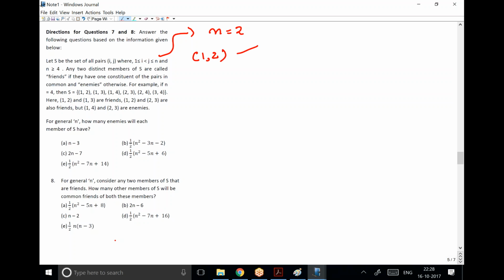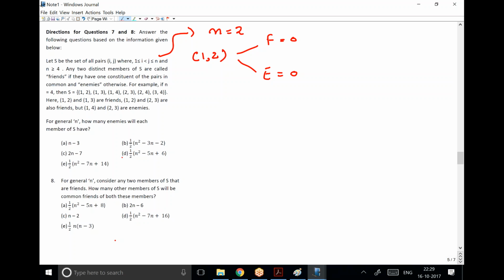How many friends are here? We know it is equal to 0. How many enemies are here? We know it is equal to 0. So friends are equal to 0, enemies are also equal to 0. So if you put n equal to 2 in the answer options, then you should get friends equal to 0 as well as enemies equal to 0.